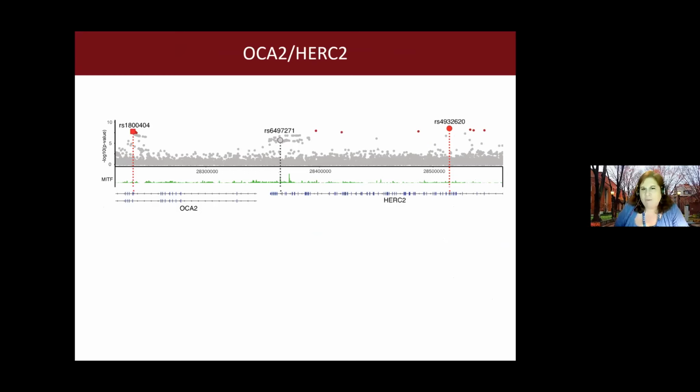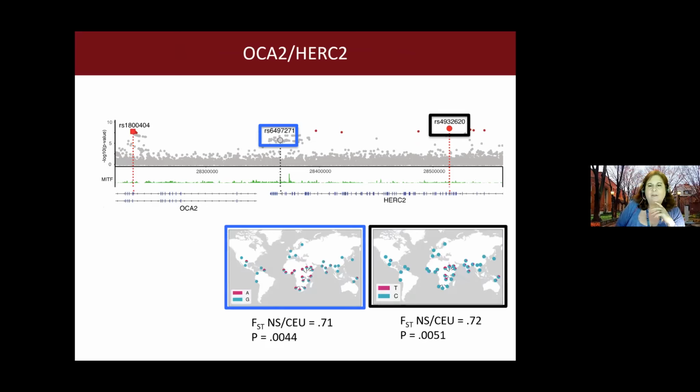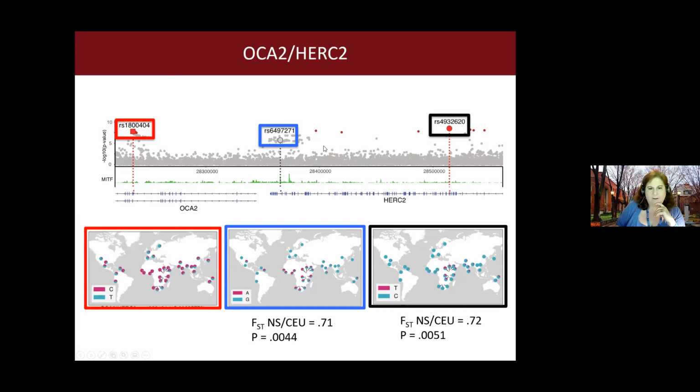And then the last region was OCA2, HERC2, which is well known to play a role in pigmentation. So for example, mutations in OCA2 cause many of the common types of albinism. And there had been other variants identified in HERC2 that were associated with light skin color and blue eye color, for example, in Europeans. But we found independent associations. And these two we showed were in enhancers that influence the expression of OCA2.